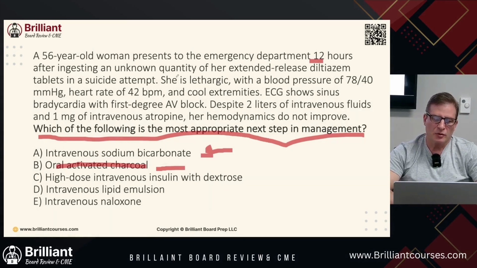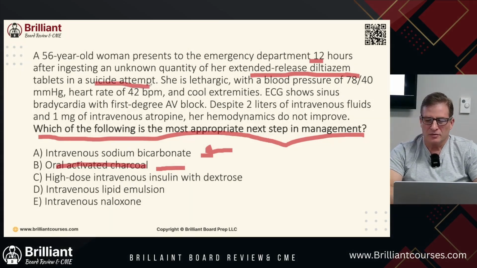Very similar. This is extended release diltiazem in a suicide attempt. Well, what is diltiazem? It is a calcium channel blocker. So this is kind of a trick question, not fair. We're doing back-to-back calcium channel blockers, so we get a different picture, so that you can be able to handle different scenarios on your boards.